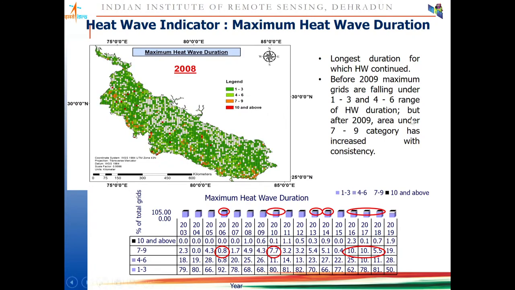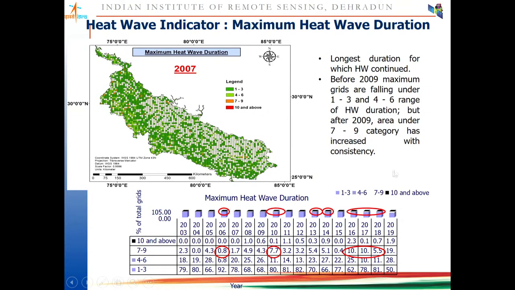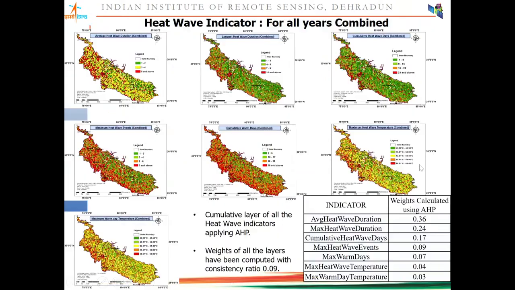This is the longest duration for which heat wave continued, and we have found that before 2009 maximum grids were falling into the 1 to 3 and 4 to 6 range, whereas after 2009 the range has shifted to the upper category, like the 7 to 9 category has also increased.